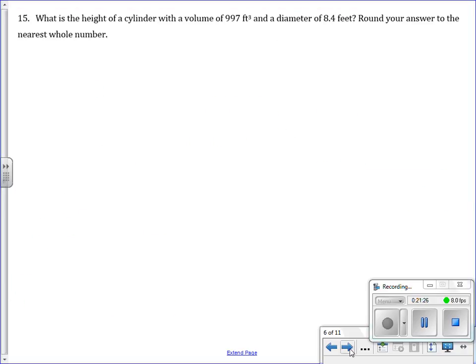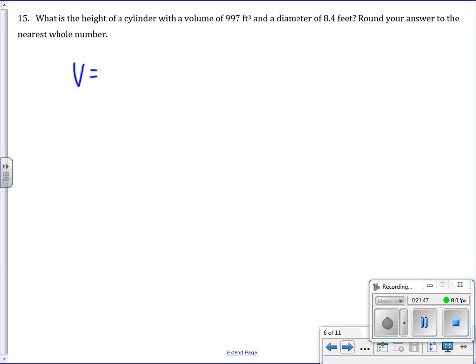All right, what is the height of a cylinder with a volume of 997 feet cubed and a diameter of 8.4 feet? Round your answer to the nearest whole number. Okay, the hardest part about this one is the fact that we have to find the height. They're not giving us the height. They give us the volume. So we're going to write out our formula first. Always start with a formula.